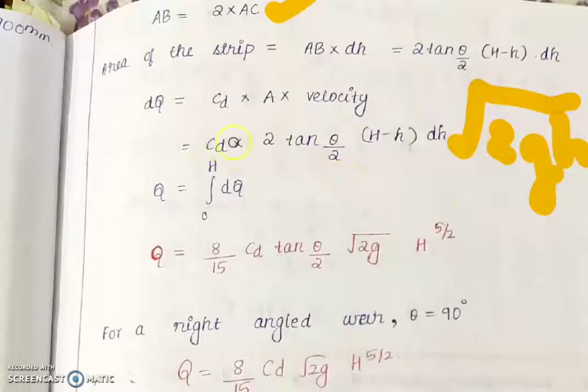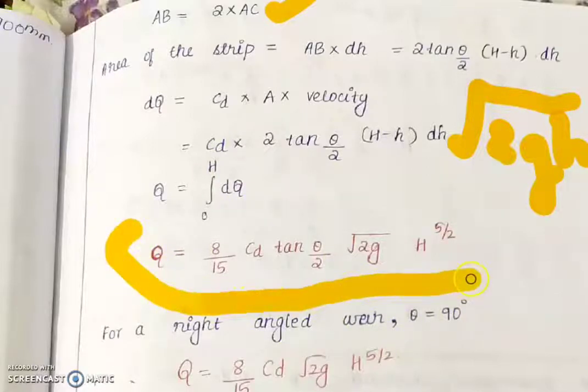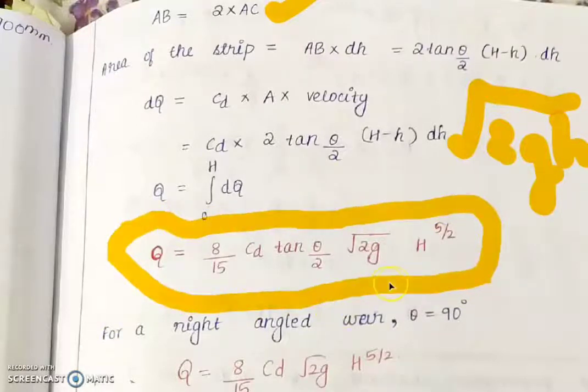And here integrating, you will get the total discharge Q. So it is from 0 to H. So you write down this equation and you try to integrate. Finally you will arrive at this equation, that is Q is equal to 8 by 15 into CD tan theta by 2 root of 2g H raised to 5 by 2.